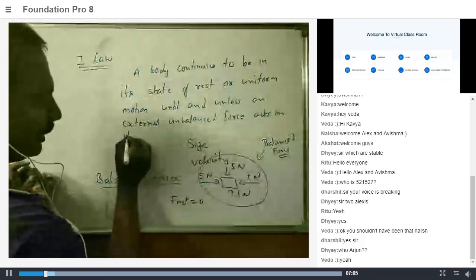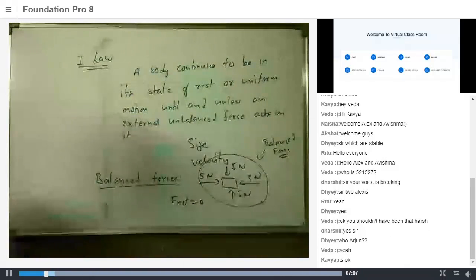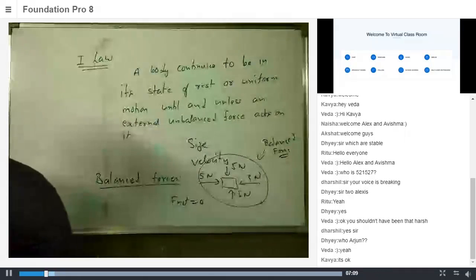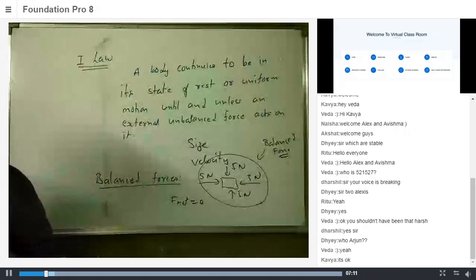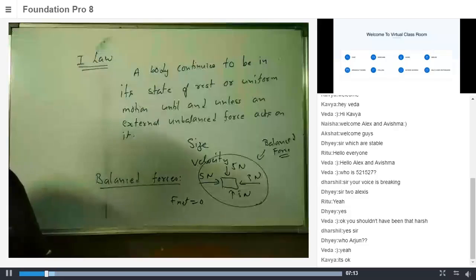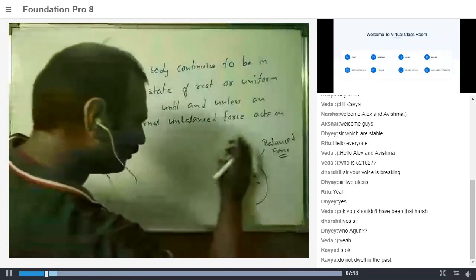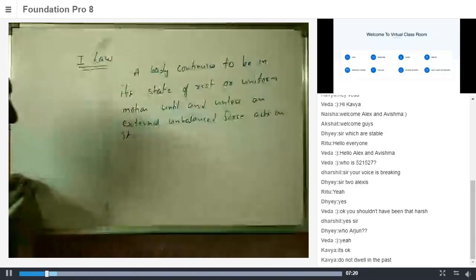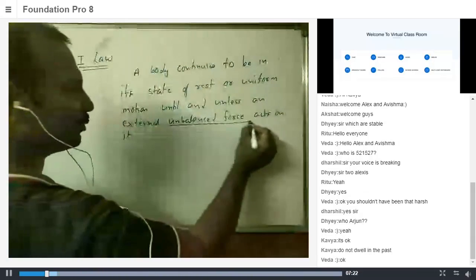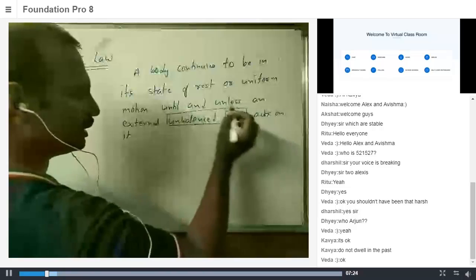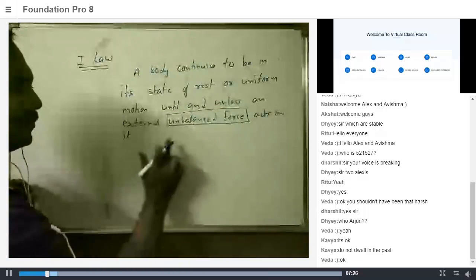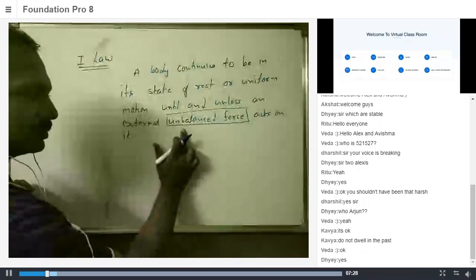Right? So we are looking at a body continues to be in a state of rest or uniform motion until and unless an unbalanced force acts on it. Right? External force. We have one more word coming here. There are two things. What is unbalanced force? We are seeing if the net force is zero, they are balanced forces. If the net force is not zero, it is unbalanced force.